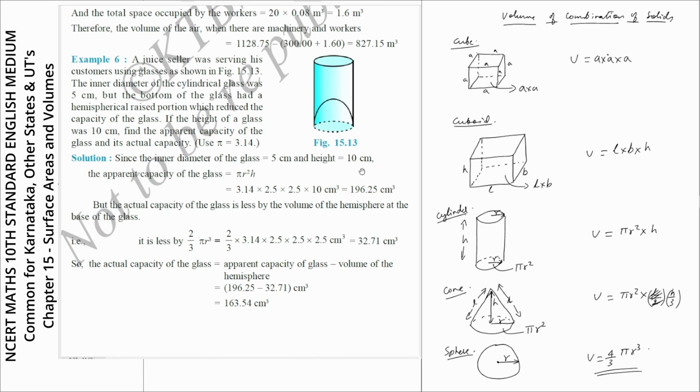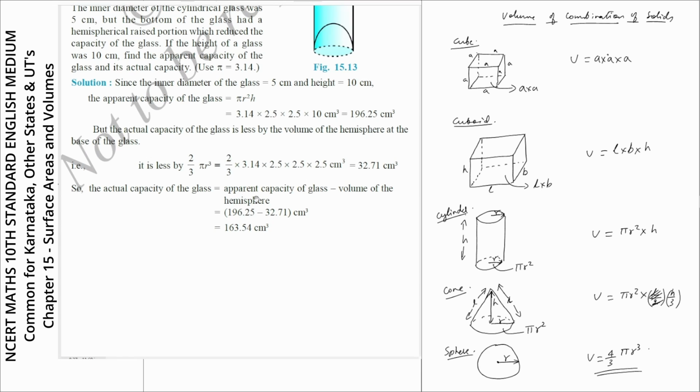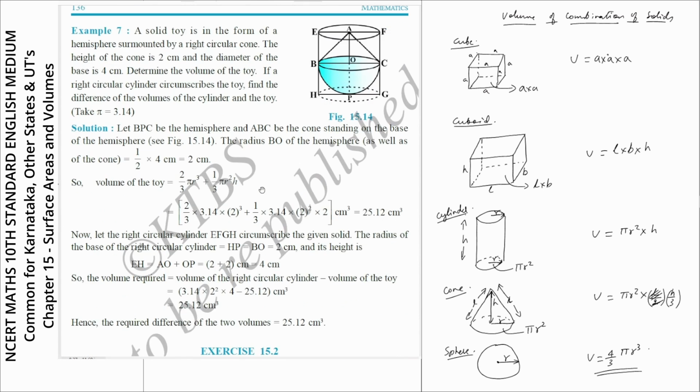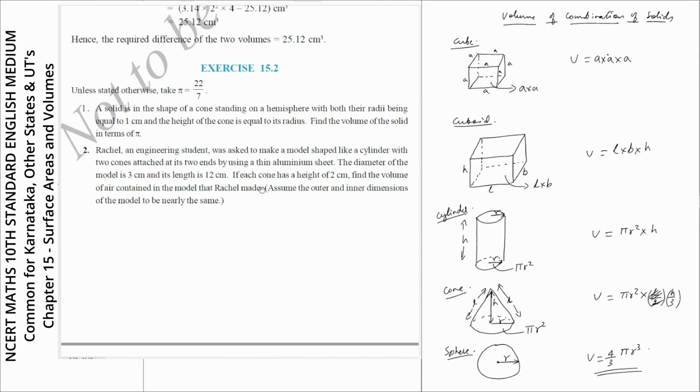The required volume will be the volume of the cuboid plus half the volume of the cylinder. Now in this problem you can see there is a cylinder and one hemisphere is cut out of it. What is the remaining volume here? The volume of this cylinder minus the volume of this hemisphere gives the volume of this object. All these are very simple problems, all are self-explanatory, just go through them. I'll be solving the exercise problems.